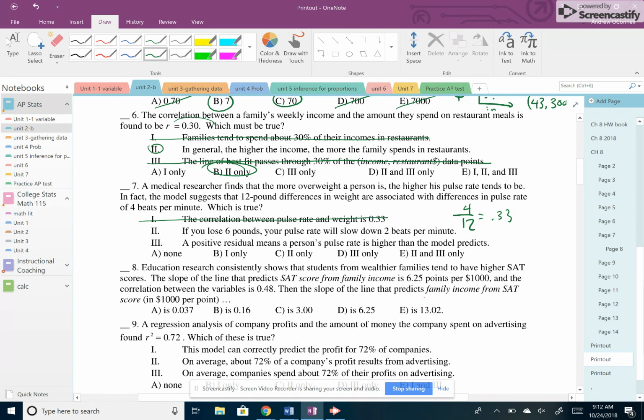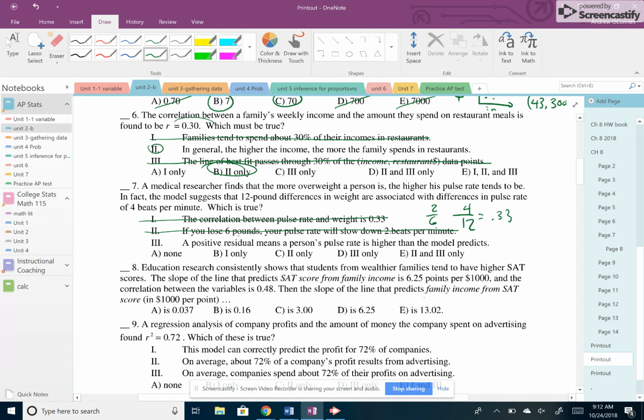If you lose 6 pounds, your pulse rate will slow down 2 beats per minute. The problem I have with that one is that it says it's a for sure thing when this should be just a prediction. So I'm also going to get rid of this. Even though 2 beats per minute for 6 pounds is an equivalent ratio right here, the problem there is that it's saying it will, not we predict it will.